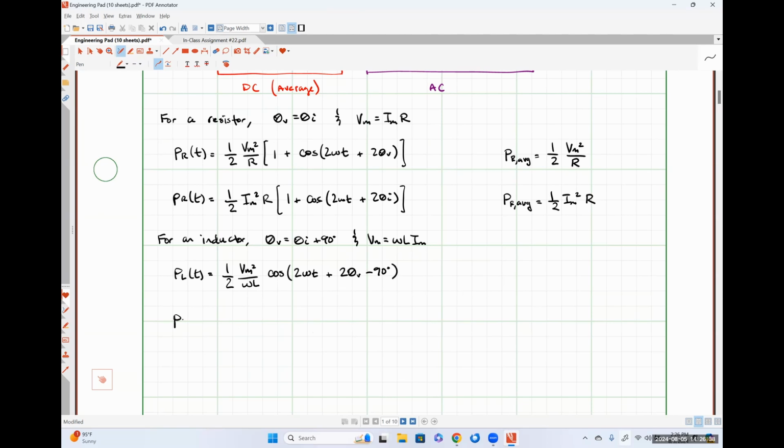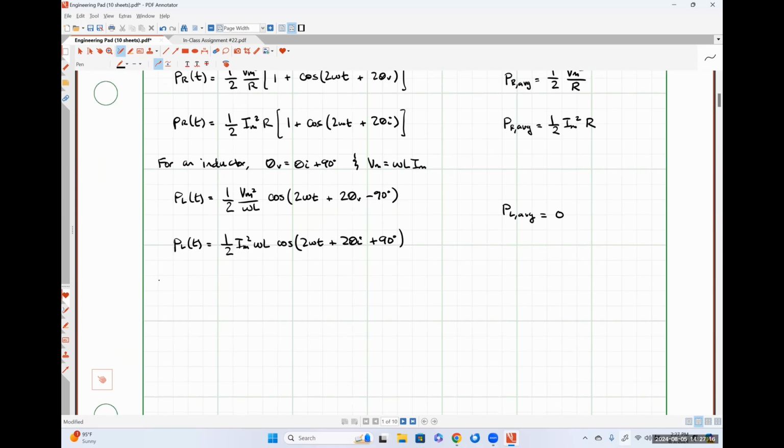And in terms of only current, this looks like 1/2 Im squared omega L cosine twice omega t plus twice theta I plus 90 degrees. And then our average power is just 0.